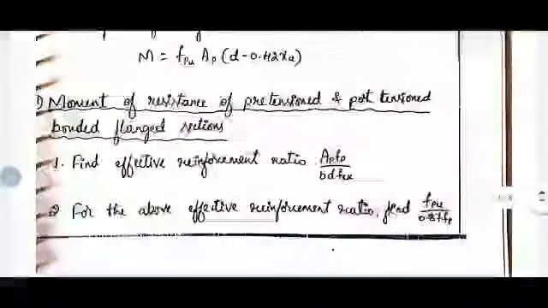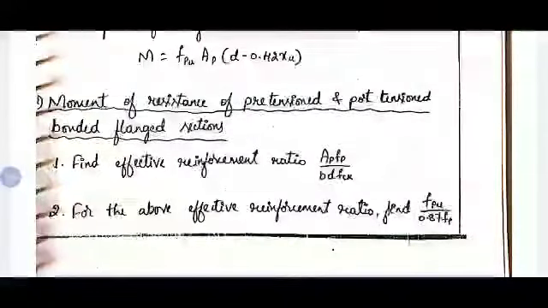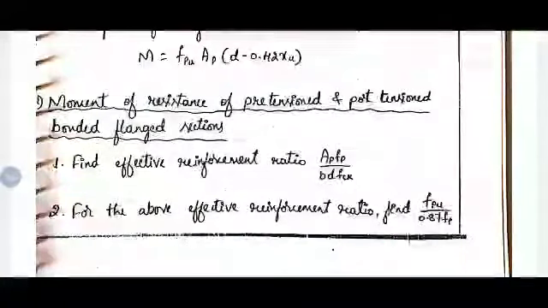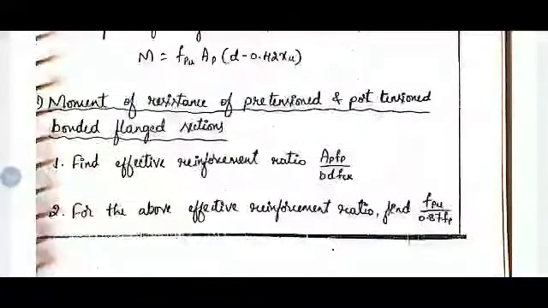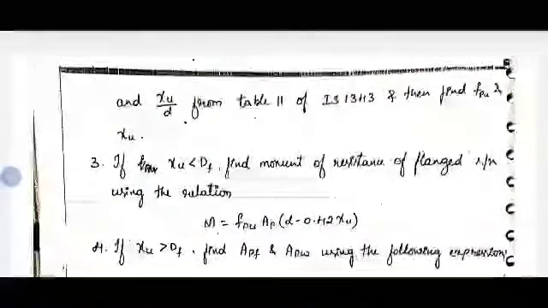Next, moment of resistance of a pre-tensioned or post-tensioned bonded flanged section. Here it may be an I section or T section like that. In case of flanged sections, again the same steps, but a few additional steps will be there with some conditions. So first we need to find out the effective reinforcement ratio. Then after the effective reinforcement ratio, we need to find out FPU and XU value by using the IS 1343 codebook.